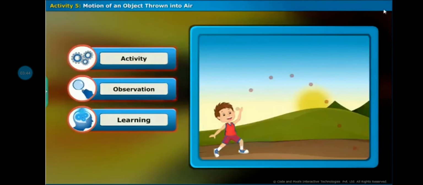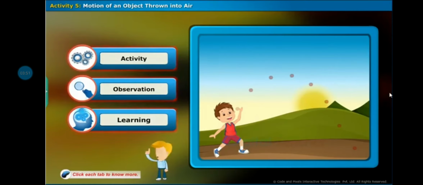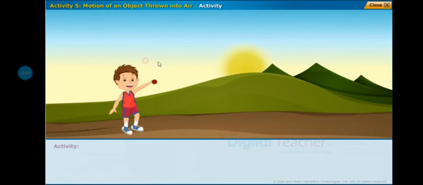I hope the last topic is clear. Now let's go to the next topic. Our next topic is motion of an object thrown into the air. When we throw any object into the air, what should be the motion of that object? To understand this, let's perform an activity.